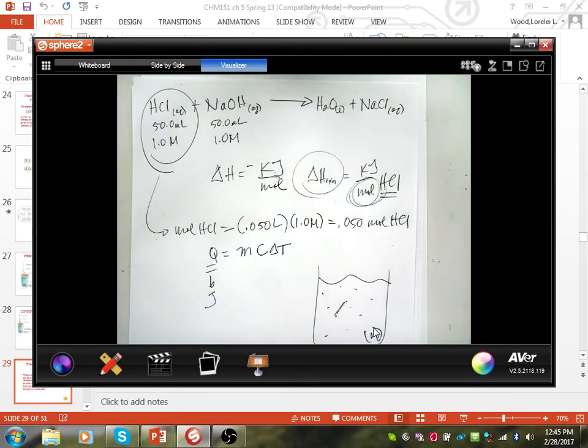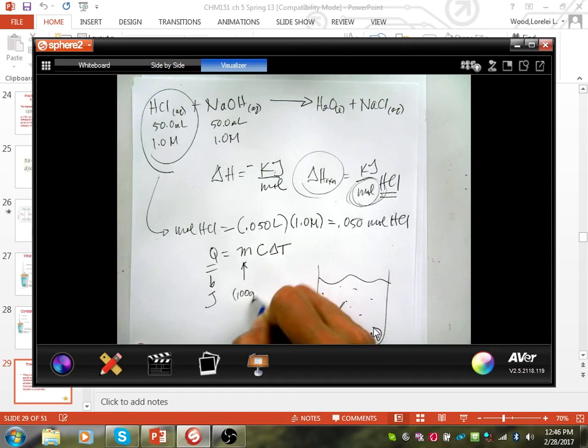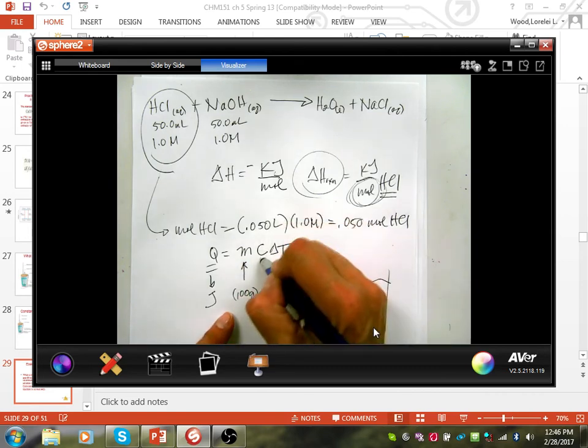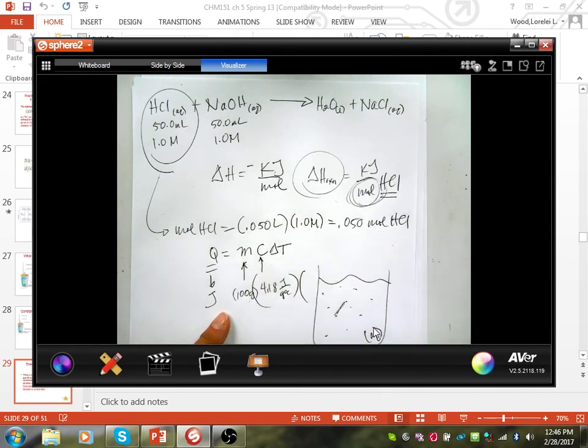Where did the 100 grams come from? That's the whole mass of everything you got available. That's the mass of the water that the Q could go into. Does everybody see where the 100 grams came from? In this case, yes. 1 gram is 1 mil. So there's my 100 grams. What's my C for water? 4.18 joules per gram degrees Celsius, right? What's my delta T going to be here?